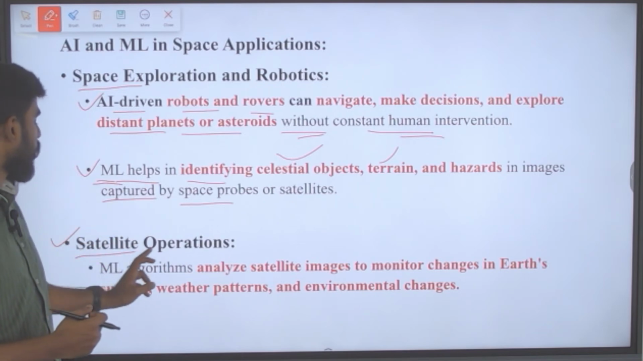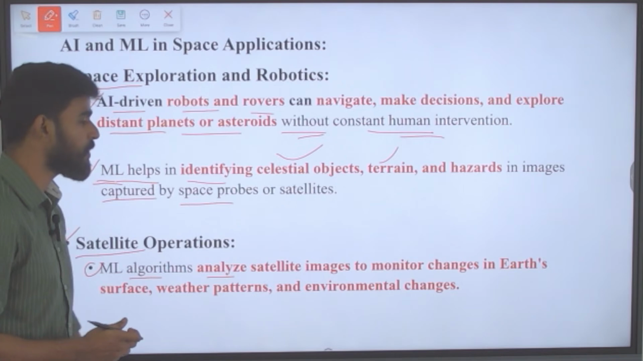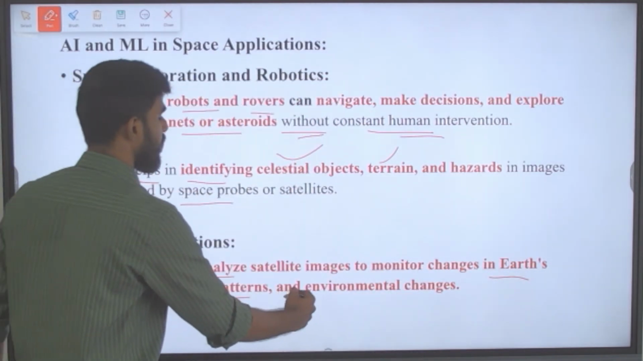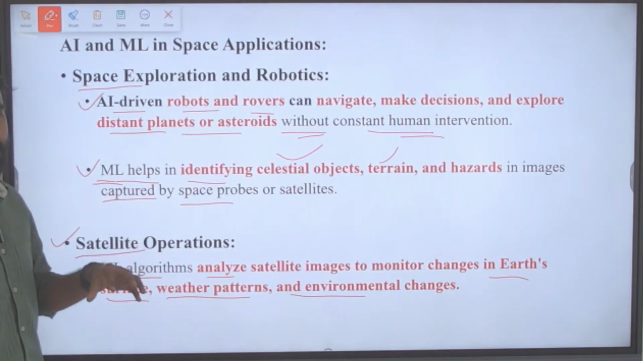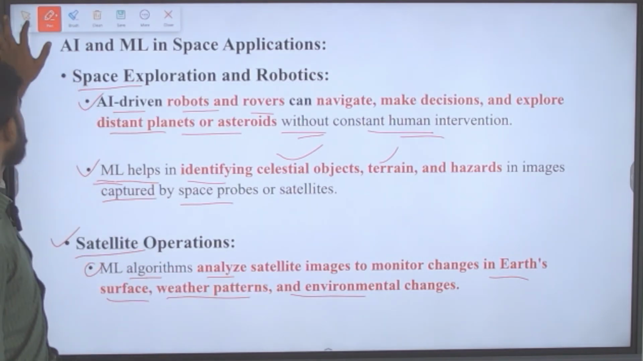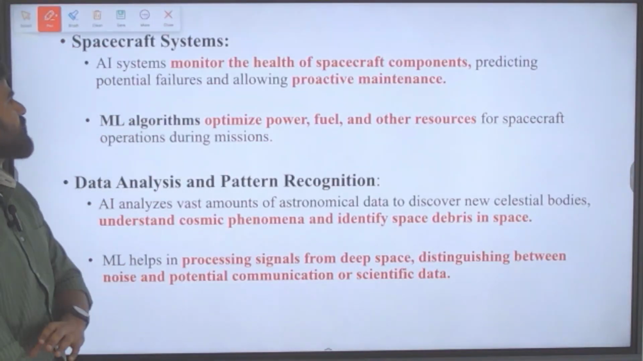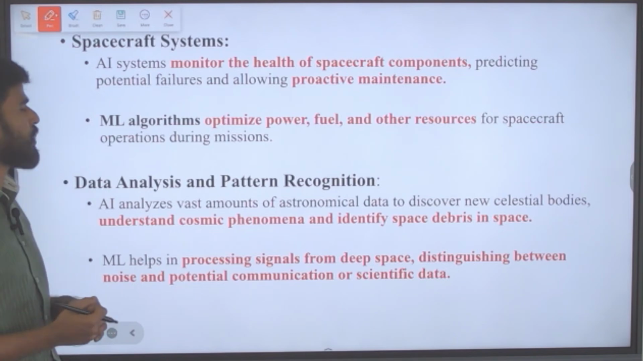Next is satellite operation. Machine learning algorithms analyze satellite images to monitor changes in Earth's surface, weather patterns, and environmental changes. These are important applications with respect to Earth observation satellites. Next is the spacecraft system. In the spacecraft system, how are artificial intelligence and machine learning being used?